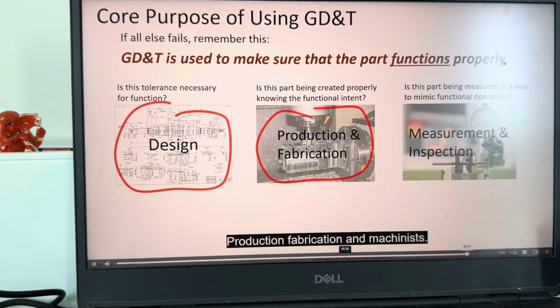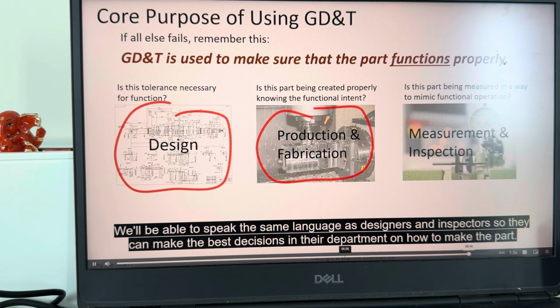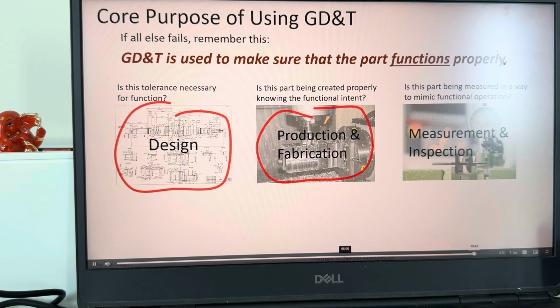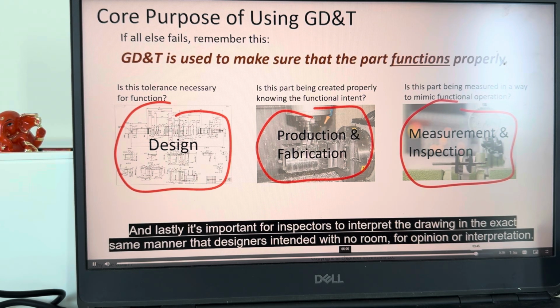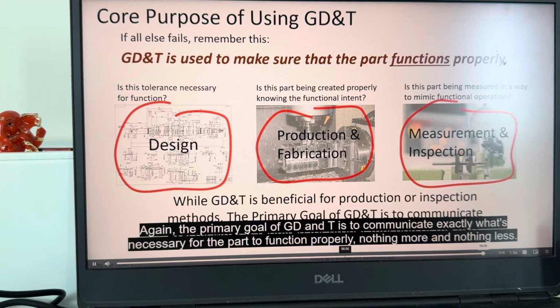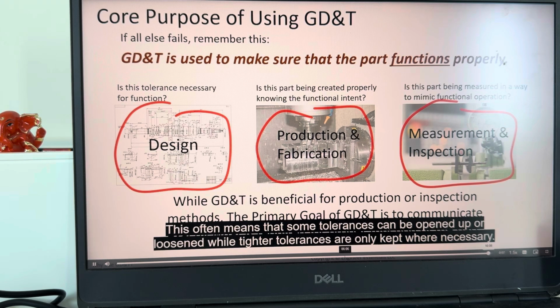These are all questions we should ask ourselves as designers. Production, fabrication, and machinists will be able to speak the same language as designers and inspectors so they can make the best decisions in their department on how to make the part. The goal is to efficiently produce a part in a manner that results in a functional part. And lastly, it's important for inspectors to interpret the drawing in the exact same manner that designers intended with no room for opinion or interpretation. This ensures that quality sets up the inspection and executes the proper checks to ensure all functional requirements have been met. Again, the primary goal of GD&T is to communicate exactly what's necessary for the part to function properly, nothing more and nothing less. This often means that some tolerances can be opened up or loosened, while tighter tolerances are only kept where necessary.